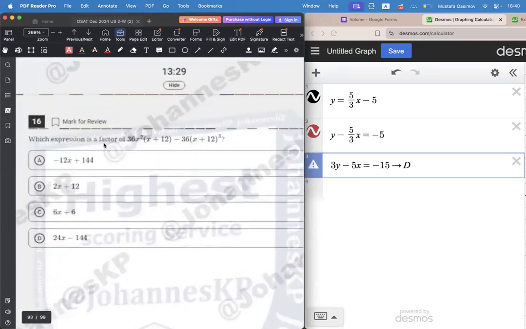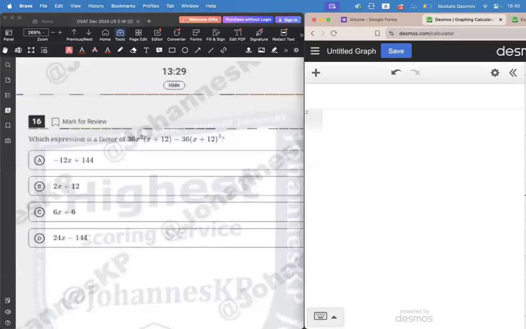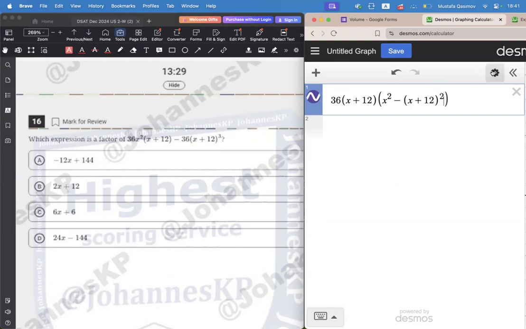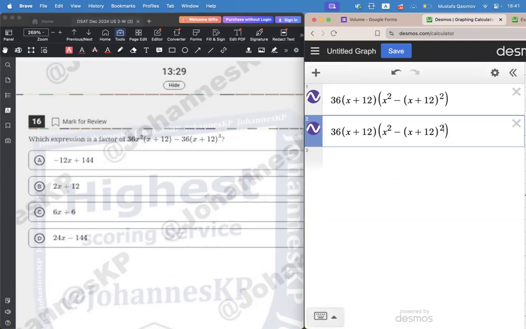Which of the expression is a factor of that one? Let's write it like that. Let's make 36 out of bracket. Let's make x plus 12 out of bracket. Then we will have here only x squared. Then minus x plus 12 squared, like that. Then let's open it. When we open it, we will get x squared plus 2 multiplied by 12 multiplied by x, which is 24x, plus 144.